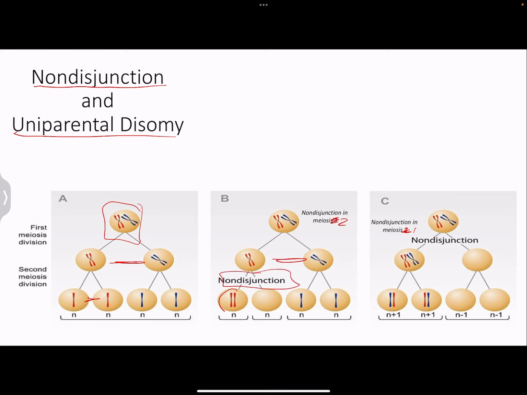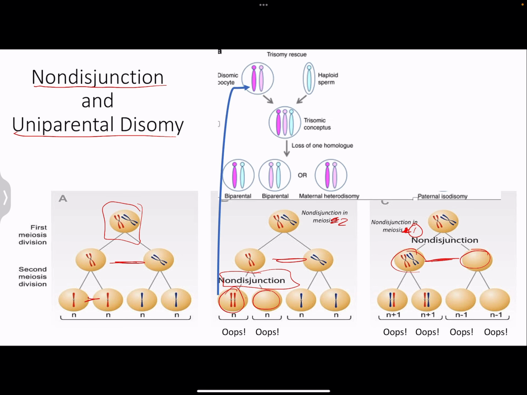So we have too many chromosomes here and not enough chromosomes here. This is something that would lead to Down syndrome, trisomy 21. And in this case over here, non-disjunction in meiosis 1, so that we have too many chromosomes over here and not enough over here. So that's non-disjunction. You guys know that, but what is uniparental disomy?